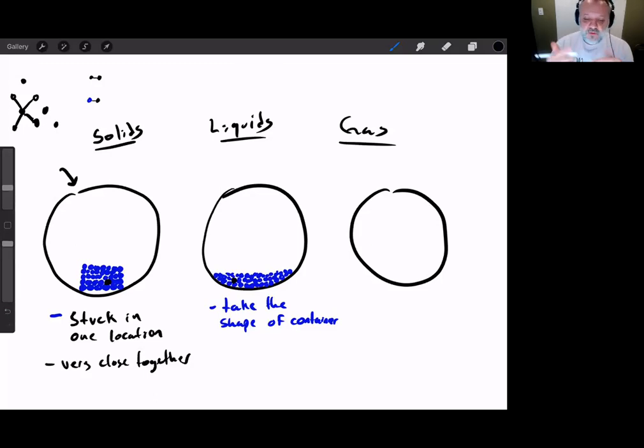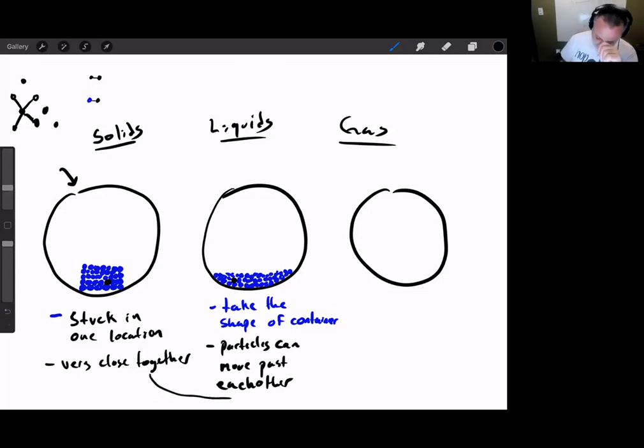So in other words, particles can move past each other. The thing that is similar to a liquid and a solid is that the particles are still pretty close together. That works on both levels of the solid and the liquid. But once we've moved from a solid to a liquid, now the particles can move past each other, and that means they're going to be able to take the shape of the container.